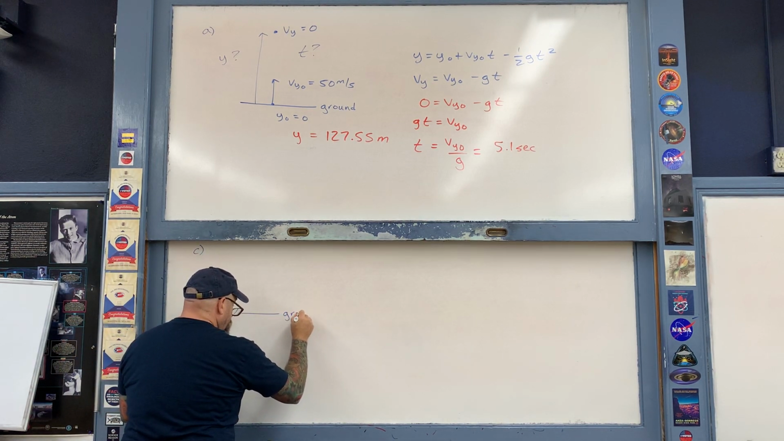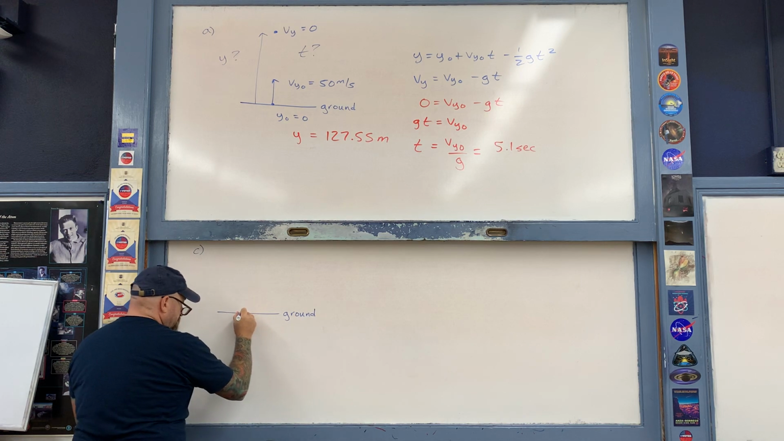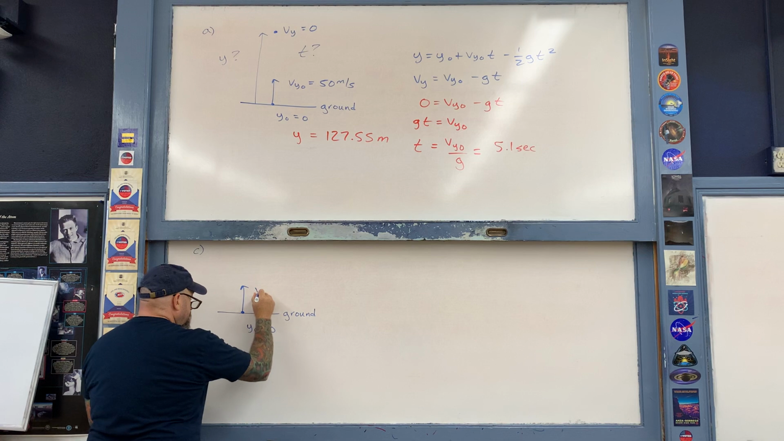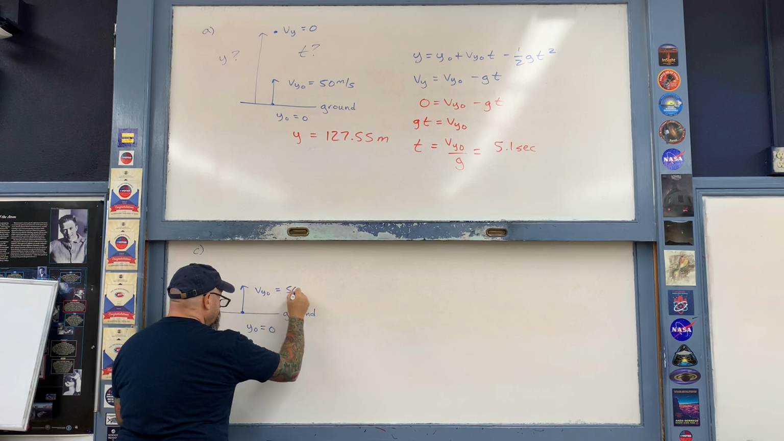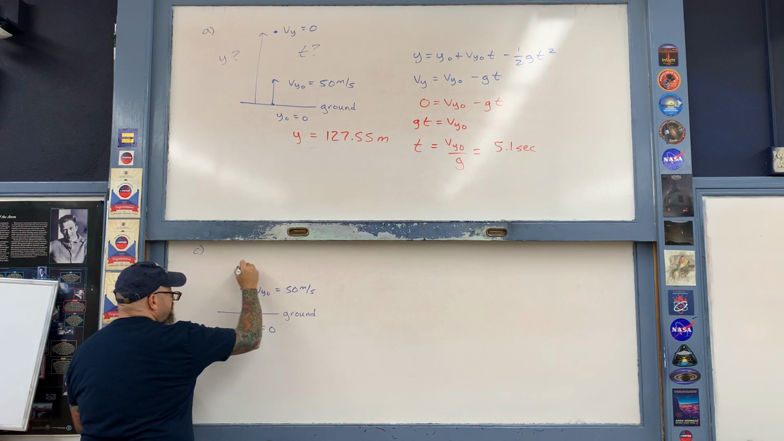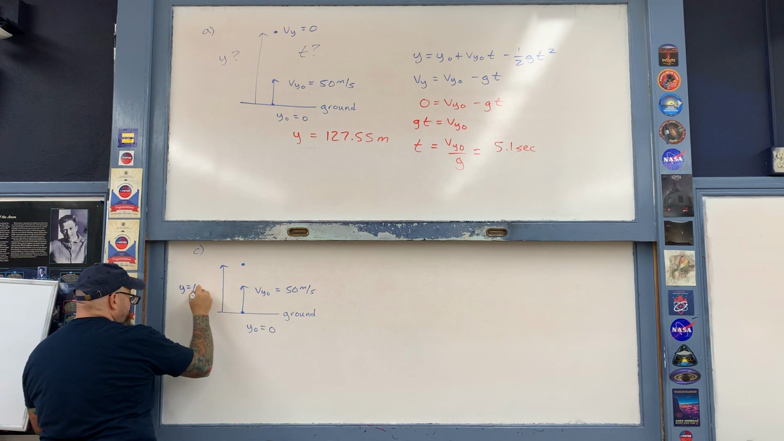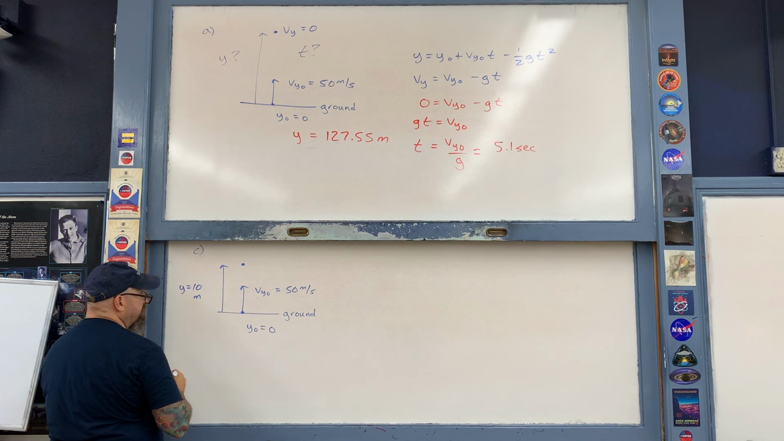Once again, here's the ground. We're going to launch upwards from the ground. So the initial position y naught is equal to 0. And then here's the initial velocity, once again, of 50 meters per second. And then we're going to end up here at a height of 10 meters above the ground. So that's going to be our final position y for this portion of the problem.